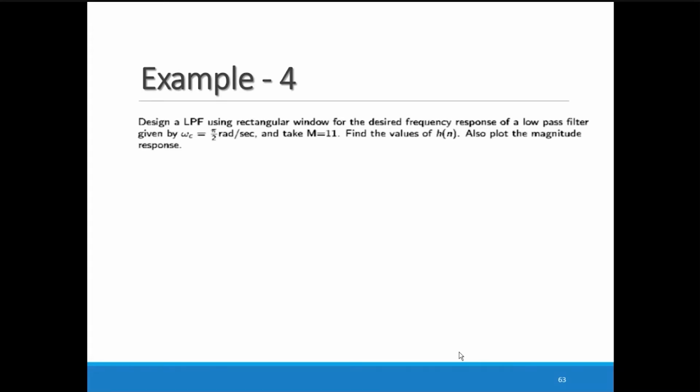So here many things are already given. Low pass filter is given, rectangular window is given, another is omega c cutoff frequency, that is pi by 2 radian per second, and m is equal to 11. So take these values and first all of you calculate up to h of n. As you obtain the h of n, let me know, then we will continue for the magnitude response, because the calculation of h of n we already discussed. So I suggest all of you to calculate h of n within 5 minutes. Then we go for the plotting of the magnitude response. So all of you just do the calculation for h of n.